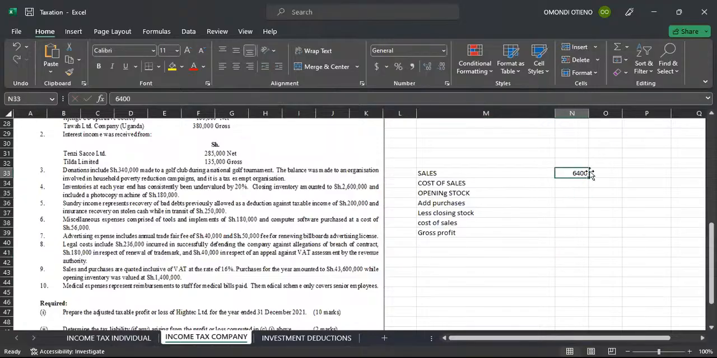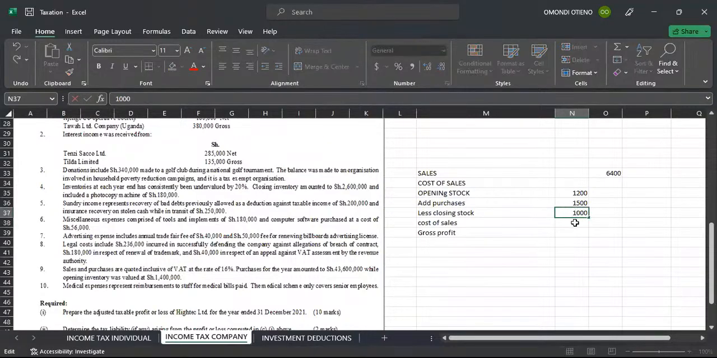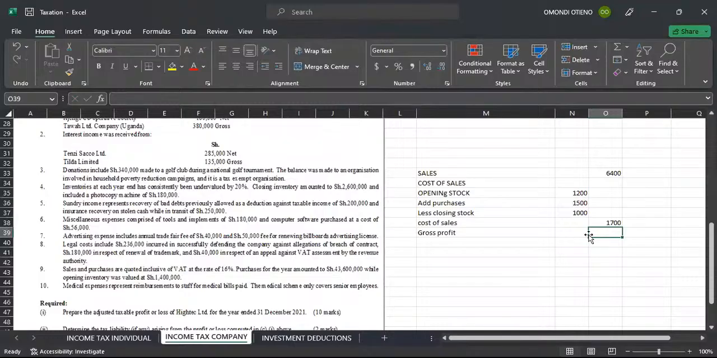So opening stock, 1,200, add purchases of 1,500, less closing of 1,000 for us to get cost of sales. So cost of sales will be opening, add purchases, less closing. That is what we have. So gross profit will be equivalent to sales minus cost of sales.